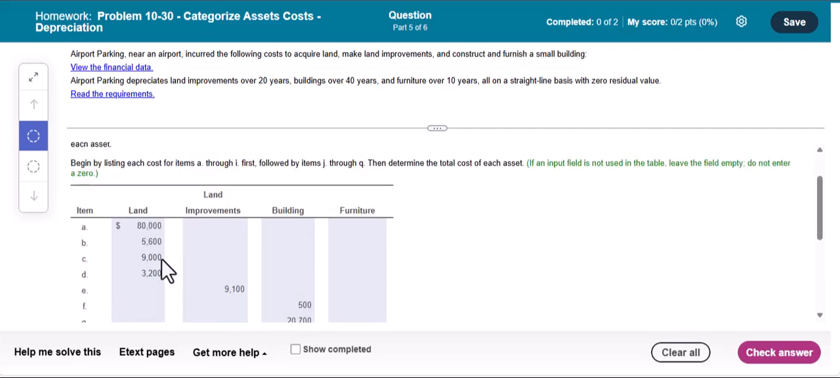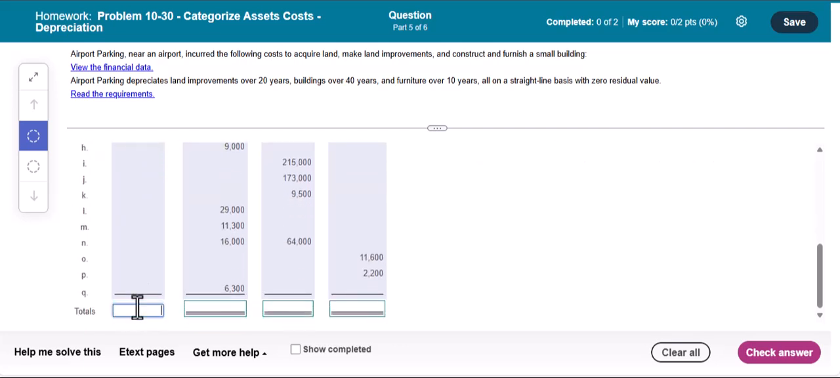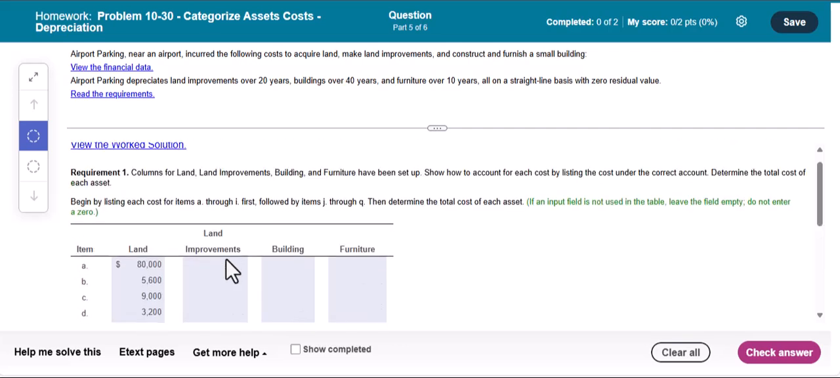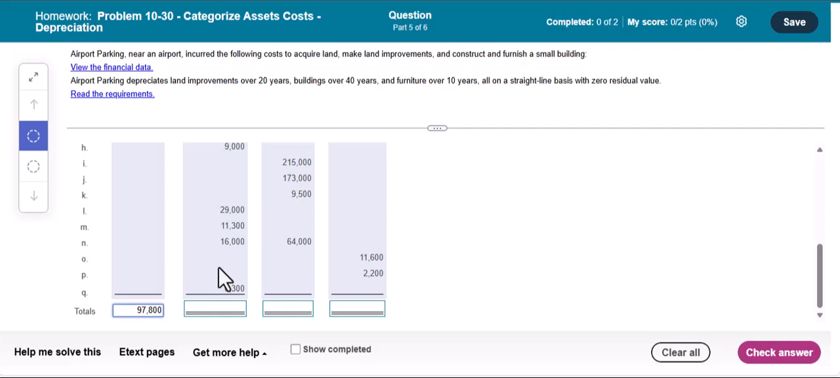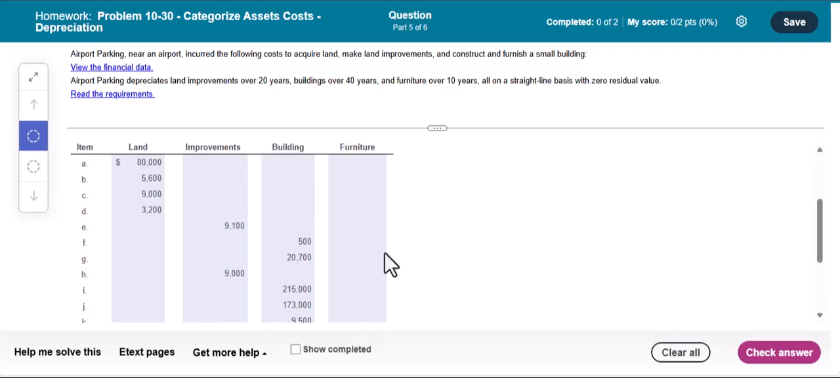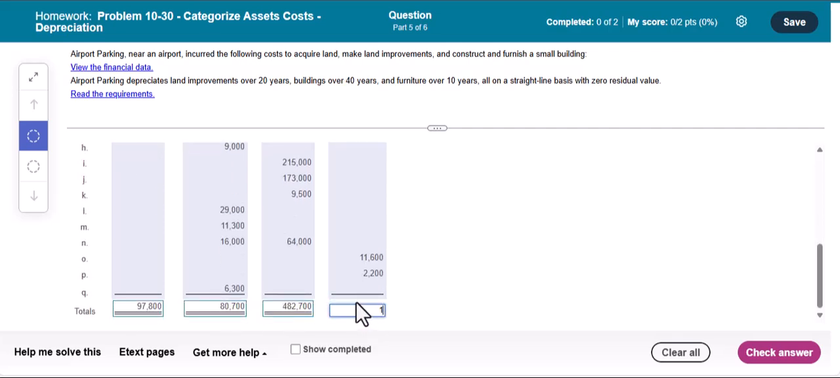So we can go ahead and, in the interest of time, I'm just going to add them in here. So land is A through D here. We'll add those through for a total of 97,800. Then we have our land improvements. So I'll add those together here for a total of 80,700. And then we have our building. If we add those costs up there, that is 482,700. And then our furniture for 13,800. And let's check our answer now.